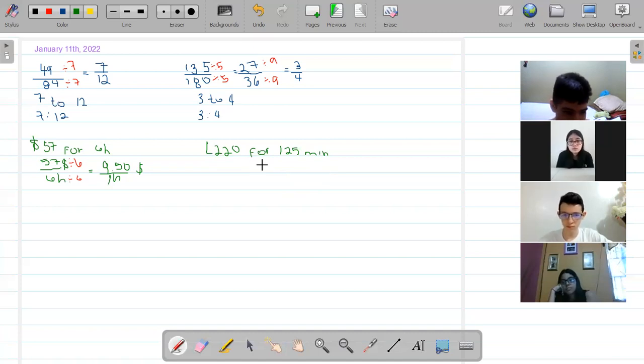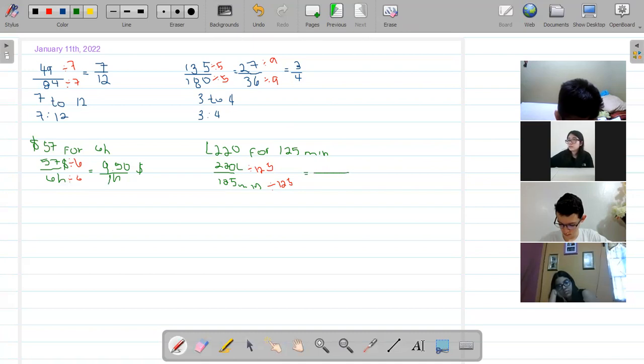Okay, so the first thing is to do what? Write it as a fraction. Pass it as a fraction. So 220 lempiras over 125 minutes. What do I do now to find the unit? Divide both parts of the fraction by 125, because I need to have a denominator of 1, and whatever I do on one side of the fraction, I need to do on the other part.